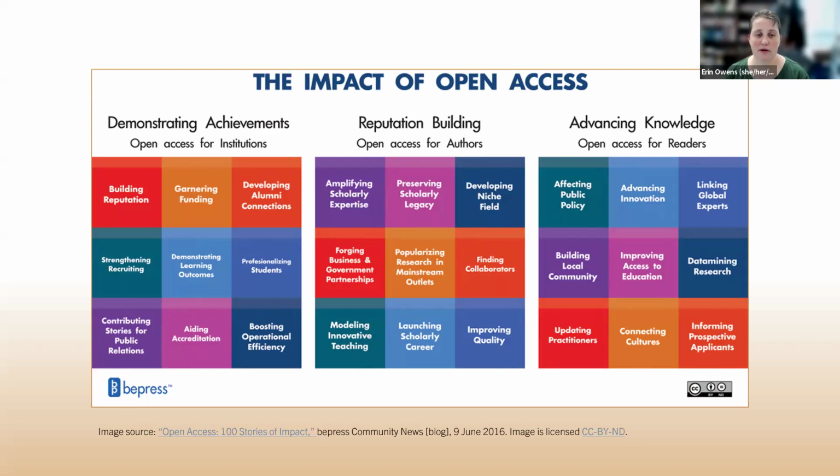This graphic helps to summarize some of the impact possible from open access publishing of research. It can help researchers and their institutions to build their reputations, demonstrate their achievements, build their networks and their connections, and continue to create more impact and more research. It can also help readers themselves to advance their knowledge, affect public policy, community, update practitioners in their fields, and so forth. So there's a lot of potential benefit among different stakeholder groups to think about with OA.